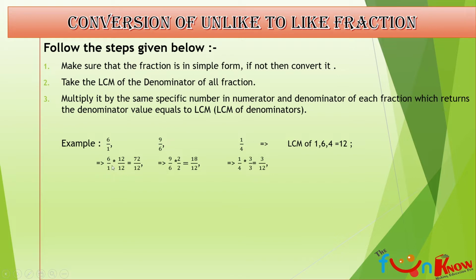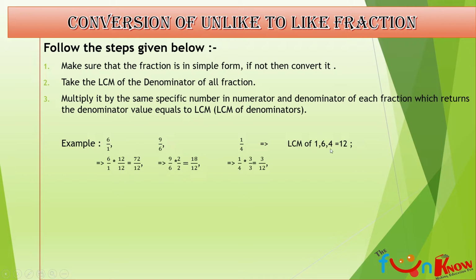Now what you will do, you have to make sure that if the LCM is 12, then 12 into 1 will be 12. You have to make sure the denominator should be 12. Here it is 1. So obviously, to get 12 in the denominator, you will multiply both the values by 12. That's why 6 into 12, 72, and 1 into 12, 12. You have to make sure that the denominator value will be equal to the LCM value.